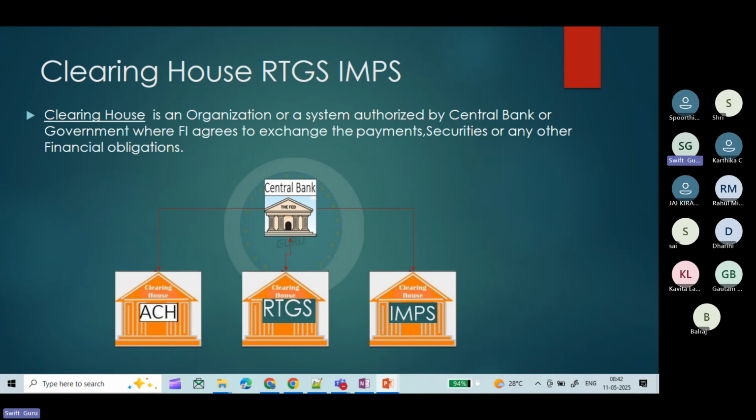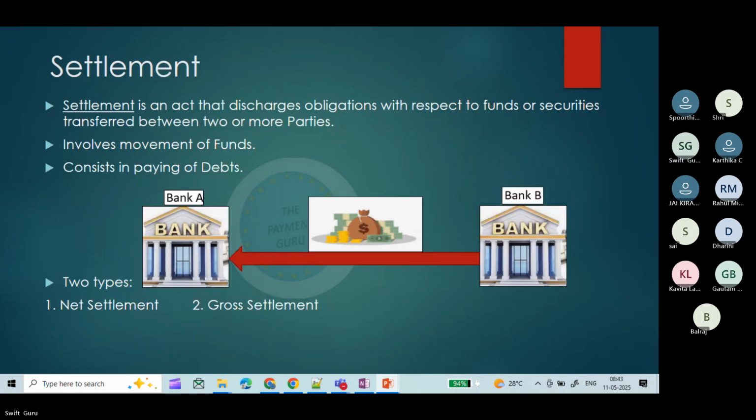Likewise, in each country, they will have their respective payment systems, either for high value payments, low value payments, or real-time payment systems as well, which they can accommodate. Then we have settlement, the final.